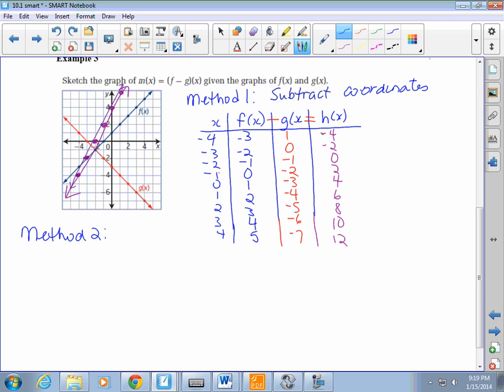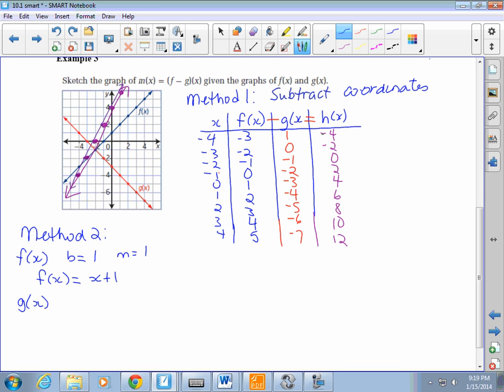So if I determine the equations, what am I doing? For f of x, I'm looking at, okay, what's my y-intercept? So my b is equal to 1. And then if I pick another point for my slope, I went up 1 over 1, so that's a 1. So my equation for f of x is mx plus b, so that's just going to be x plus 1.